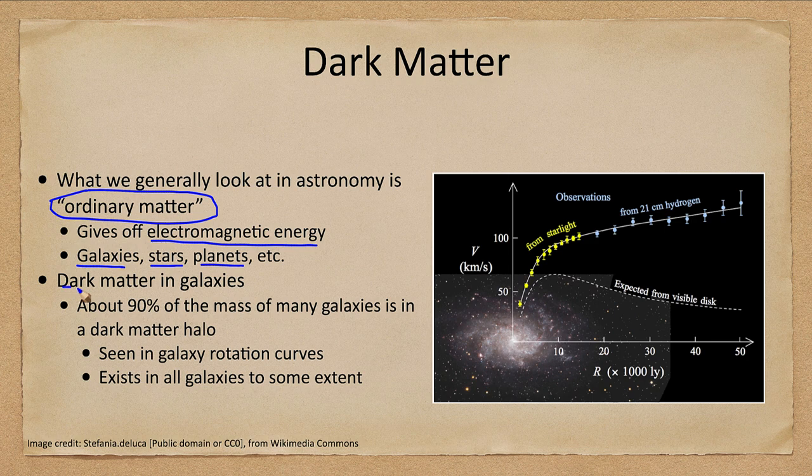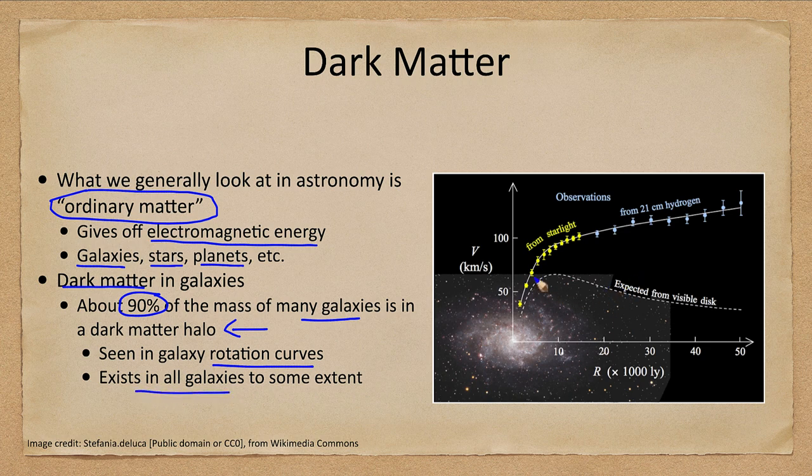And we've looked previously at dark matter in galaxies, and we find that 90% of the mass of many galaxies is in a dark matter halo. So a lot of that material is unseen. We saw this in rotation curves of galaxies, and it exists in all galaxies.